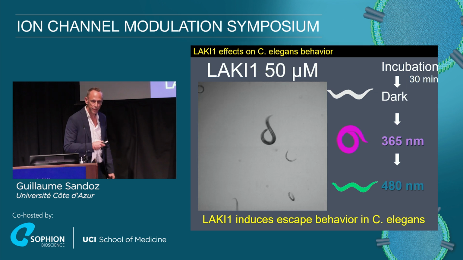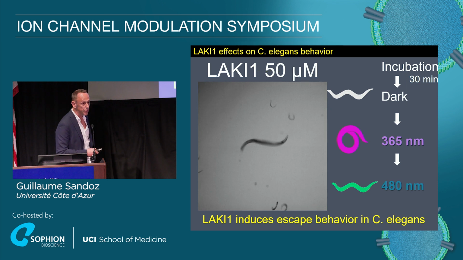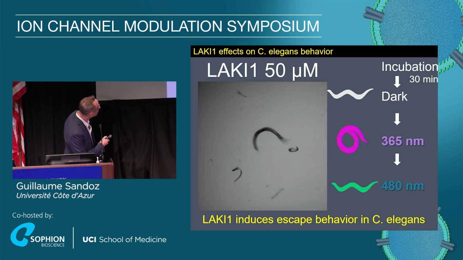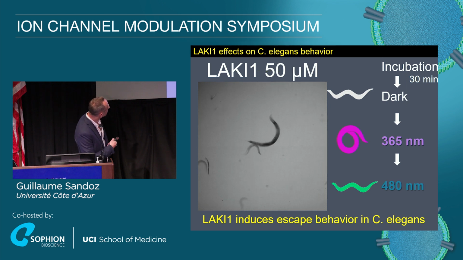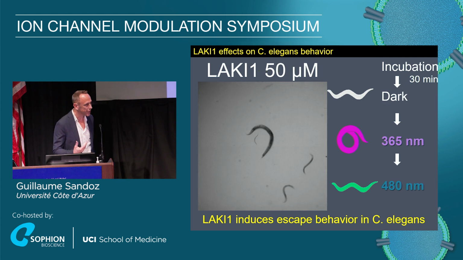What do they do here? They try to escape. It's an escape behavior, which is called an omega turn. But they cannot escape because the light is everywhere, meaning they never stop to turn. And everybody is doing the same. And now, you see, the light is 480 nanometers, and everybody is back to normal. And you can do it again and again.